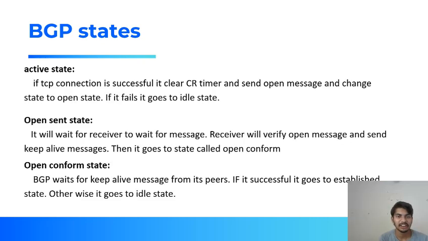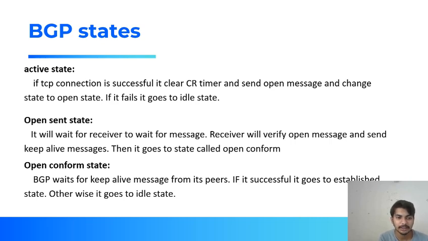And the next state is the active state. Here BGP tries the three-way handshake. If the TCP connection is successful, it clears the connect retry timer, sends an open message, and changes the state to open sent state. If it fails, then it goes to the idle state. Either of these will happen. If neither happens and the connection timer expires, then it goes back to the connect state.